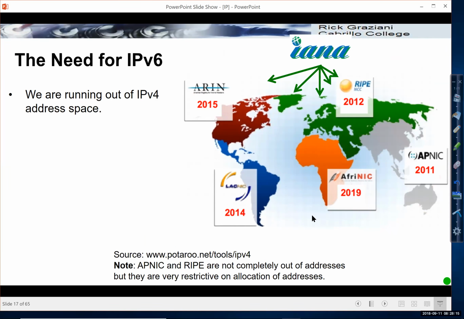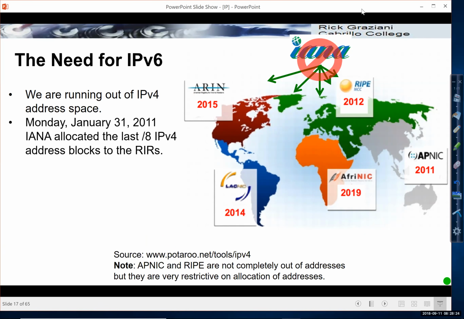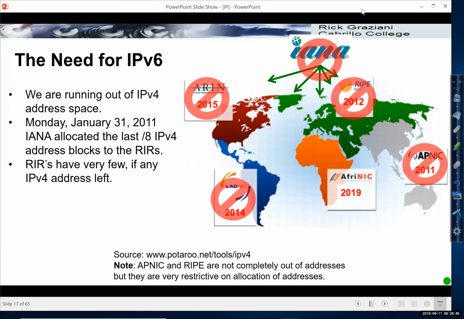Okay, so why the need to get to IPv6 now? Well, we are running out of IPv4 address space. Back in 2011, IANA, the Internet Assigned Numbers Authority, they're the ones that actually allocate IP address space, IPv4 and IPv6, to 5 regional organizations, as you can see there. They ran out of IPv4 address space back in 2011. Since then, 4 out of the 5 regional internet registries, RIRs, have also run out of IPv4 addresses.